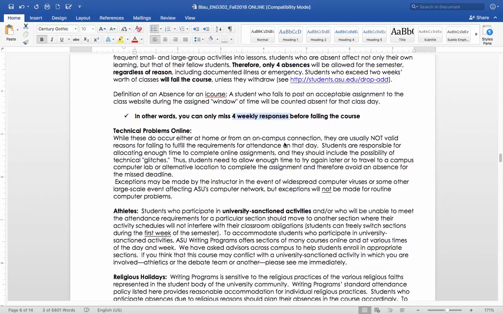If you have technical problems at home or on an on-campus connection, it's usually not a valid reason for failing to turn things in, unless the internet goes down on a wide scale on campus or there's a huge problem. Exceptions will not be made for routine computer problems. The reason for that is you should be turning your work in well before the deadline. So don't wait until 11:58 the day it's due. You should allow enough time to try again later, or if your computer dies, you should have enough time to get to campus or use a friend's computer to turn your work in.